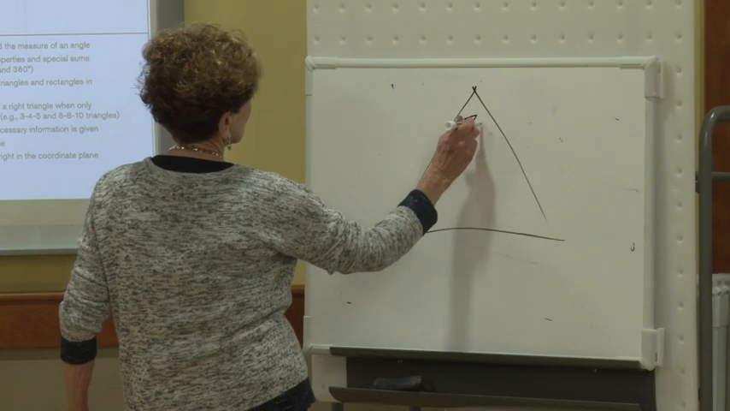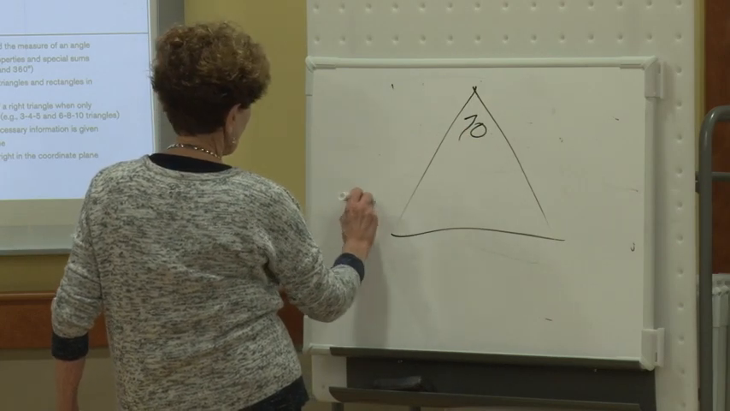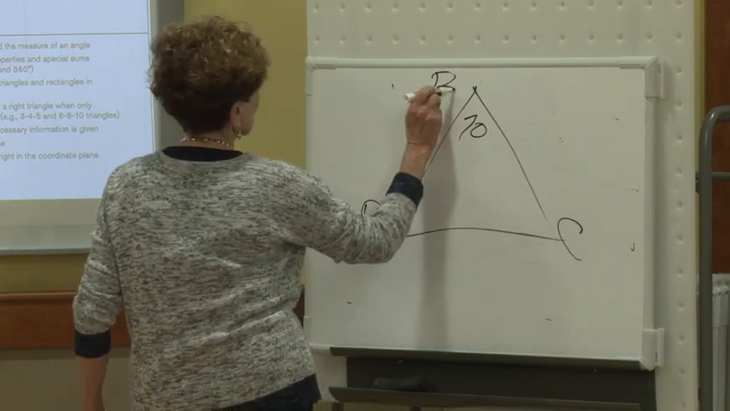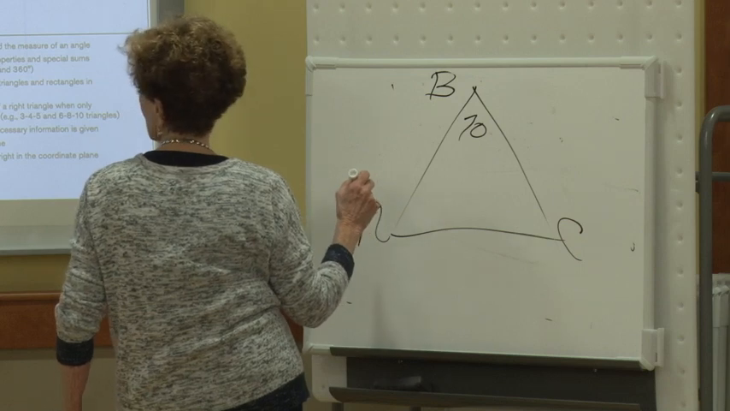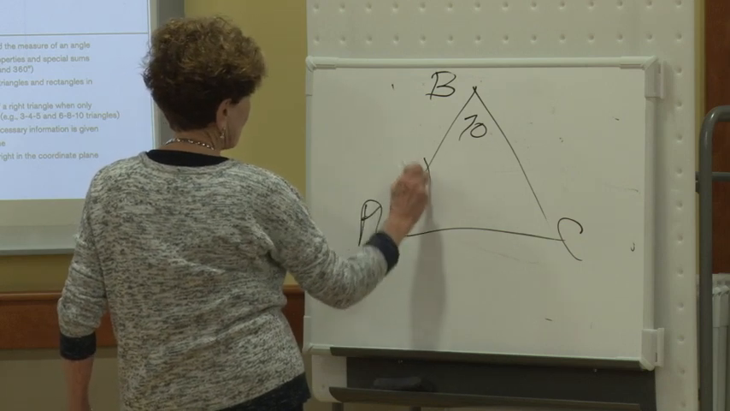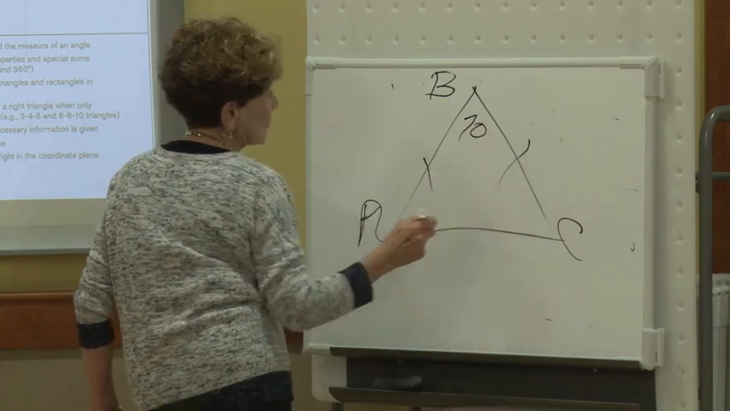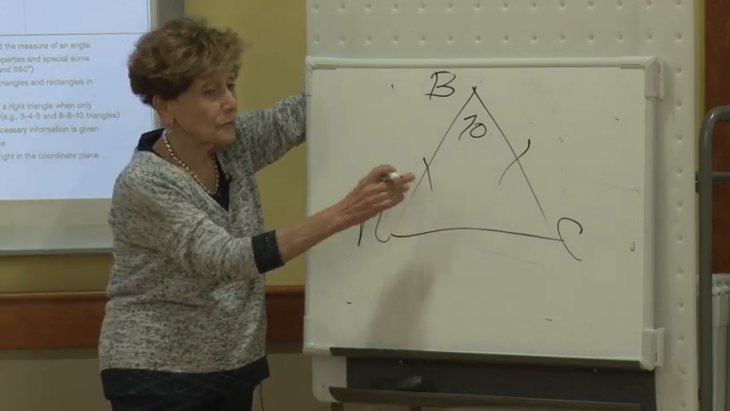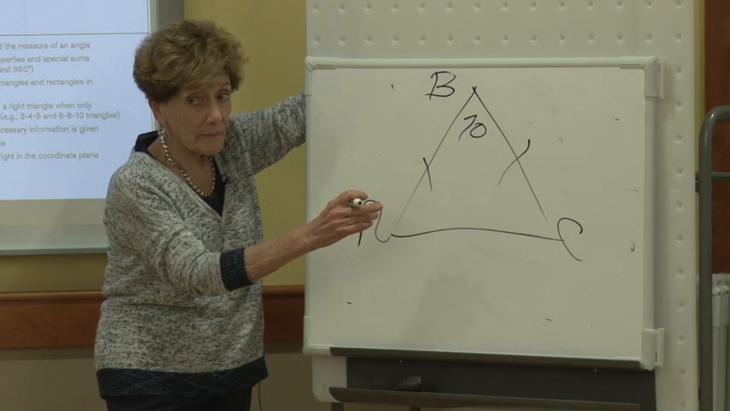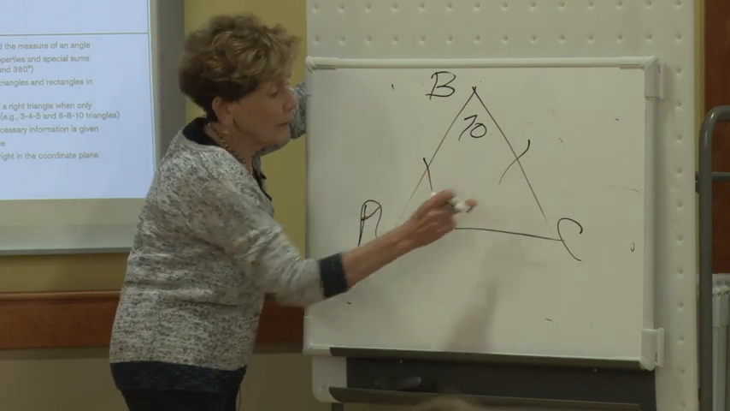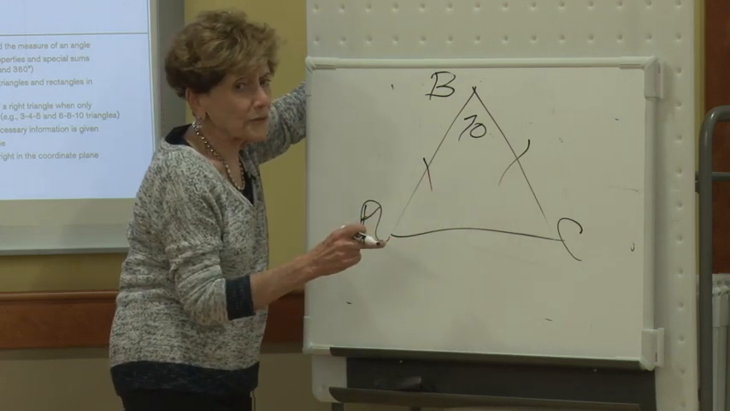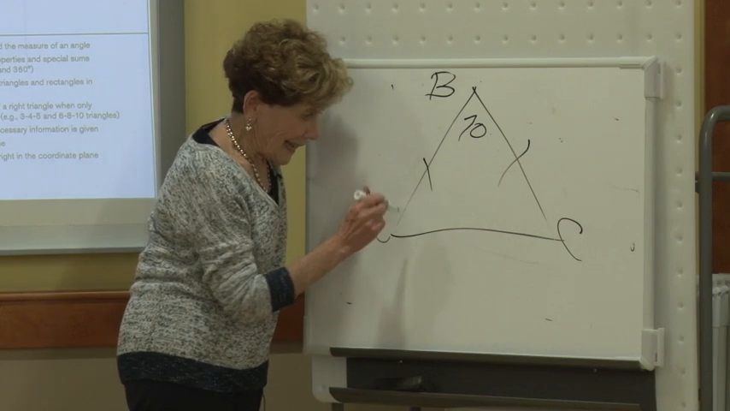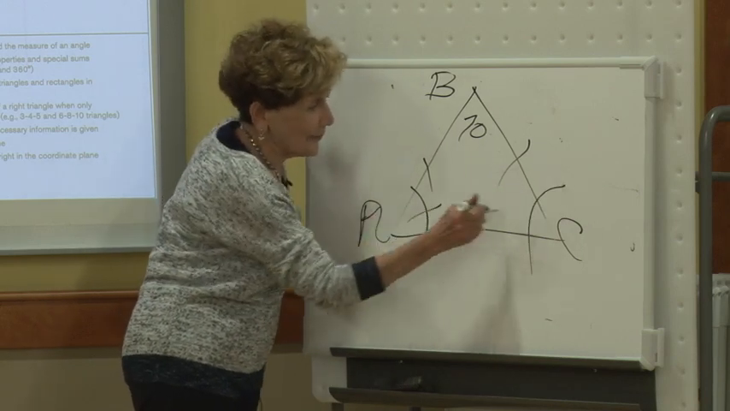So this guy's 70, and this is A, and this is C, and this is B. And the minute they tell you that AB equals BC, your math teacher shouldn't have let you out of the room without you marking those. And after you mark those, what else do you mark? What am I marking? If 2 sides are equal, then the angles are equal.